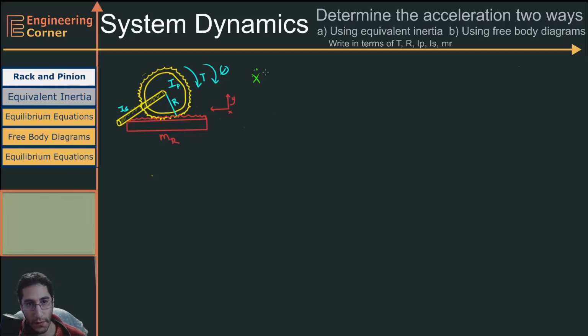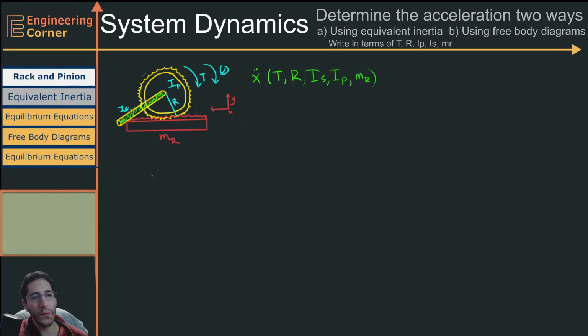Now, for this problem, we are going to write our acceleration in terms of T, which is the torque applied, in terms of R, which is the radius of this gear, in terms of I_S and I_P, which is the inertia of the shaft. The shaft is right here. We would attach that to a gear or something. And I_P is the inertia of the pinion. And we're going to write it in terms of M_R, which is the mass of the rack.